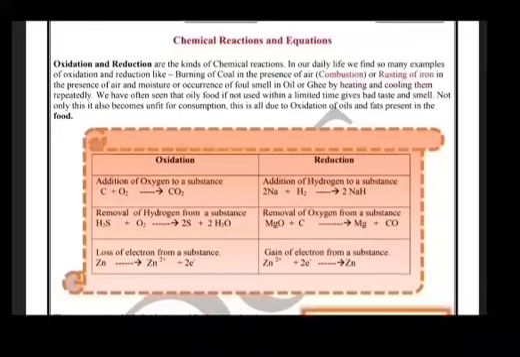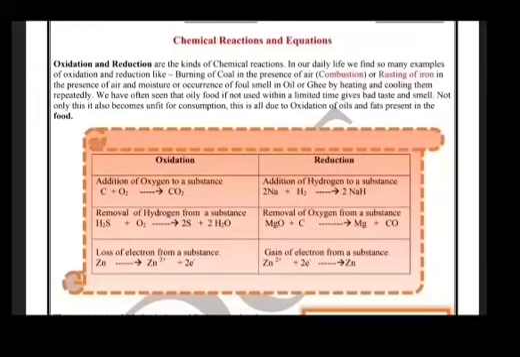Third, loss of electrons from a substance. For example, Zn loses electrons and makes Zn2+. That is called oxidation. Now we can say that addition of oxygen to a substance, or removal of hydrogen from a substance, is called oxidation. Or if an element loses electrons, that is also called oxidation.